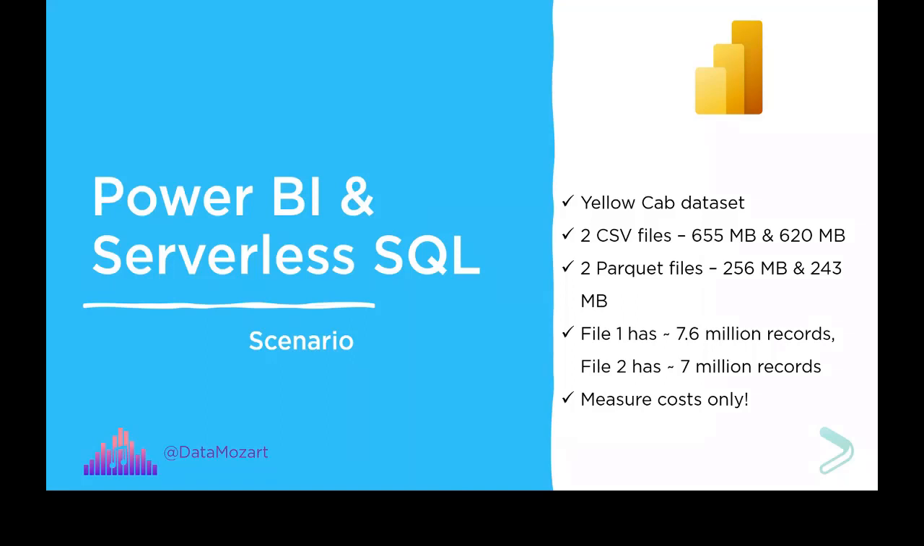I also have two Parquet files containing exactly the same data. You can see that Parquet files consume way less memory than CSV files. The CSV January file has around 7.6 million rows and February contains approximately 7 million rows. One disclaimer here: I haven't compared performance itself between those two, only costs. So how much would you pay for each of the different scenarios?